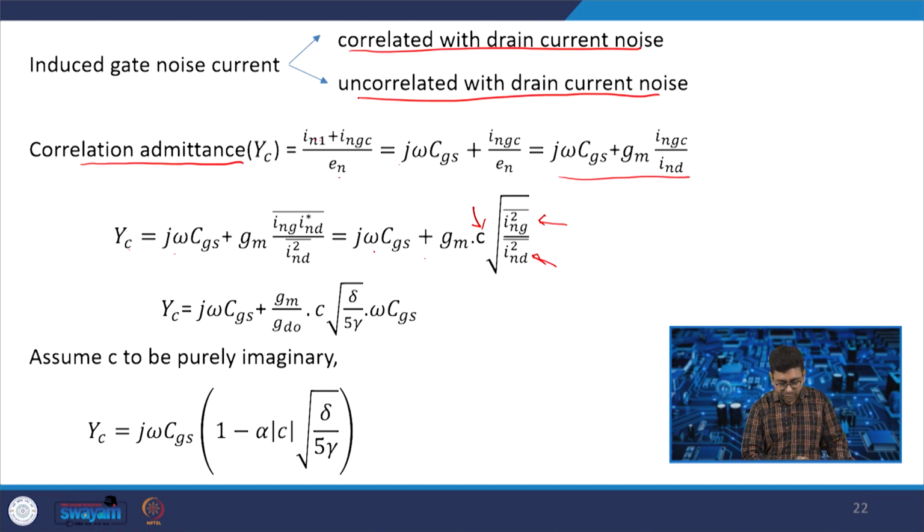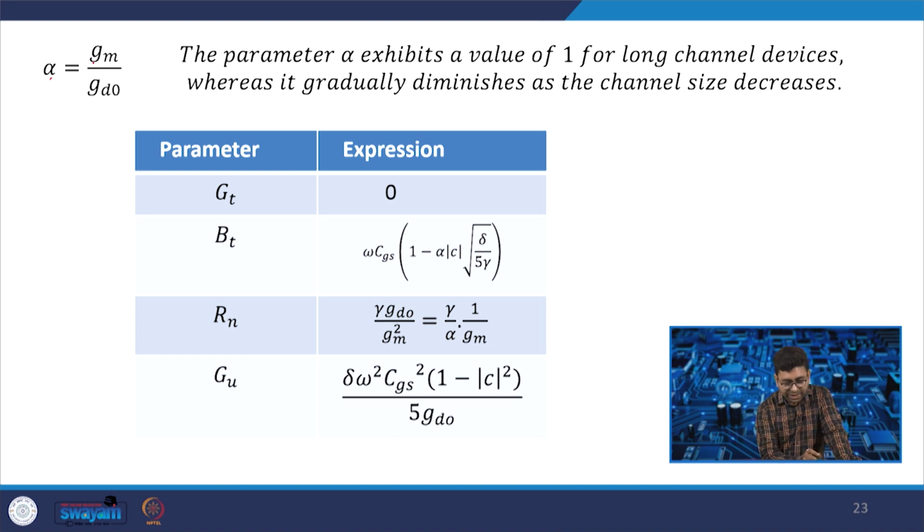So, we will get the Yc in terms of delta: j omega Cgs Gm by Gd naught, correlation coefficient, delta by 5 gamma, omega into Cgs. Both delta and gamma are process dependent parameters. So, we can get Yc, which is j omega Cgs times 1 minus alpha into C square root of delta by 5 gamma. So, this term Yc depends upon Cgs, alpha, and the correlation coefficient C delta by 5 gamma. Here alpha is equal to Gm by Gd naught, and the parameter alpha exhibits a value of 1 for a long channel device. So, mostly for long channel devices it will be 1, whereas it gradually diminishes as the channel size decreases.